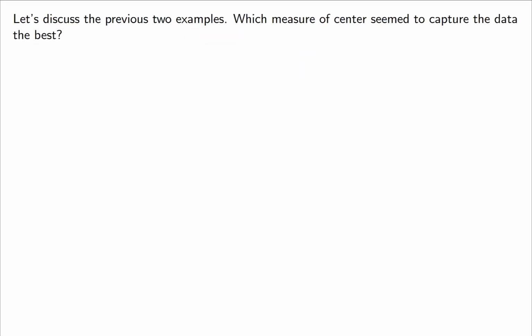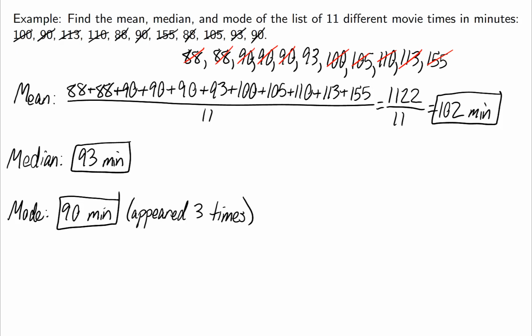Now let's go back and take a look at what we did so far. One measure of center captured the data the best in one problem, and a different one captured the center best in the other problem. Let's go back and take a look. In this example, look at the 102 and the 93. In the scope of the problem, that 102 is much bigger than 93. 102 fits right here in the data set. That's way off center. So the 102 is not a very good measure of center in this case. And there's a reason for it also.